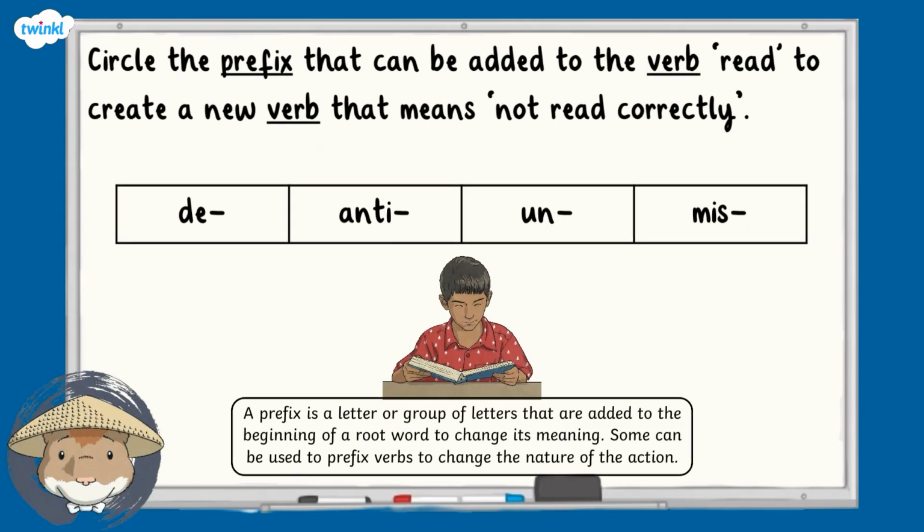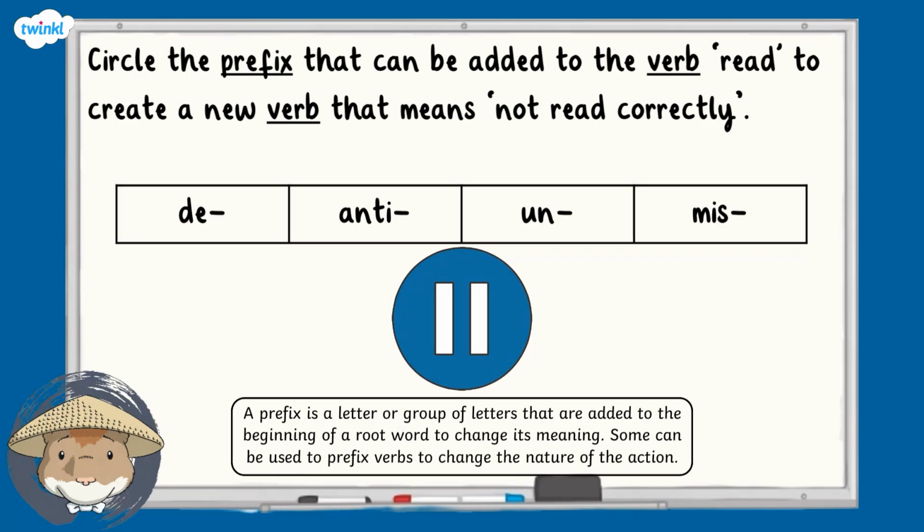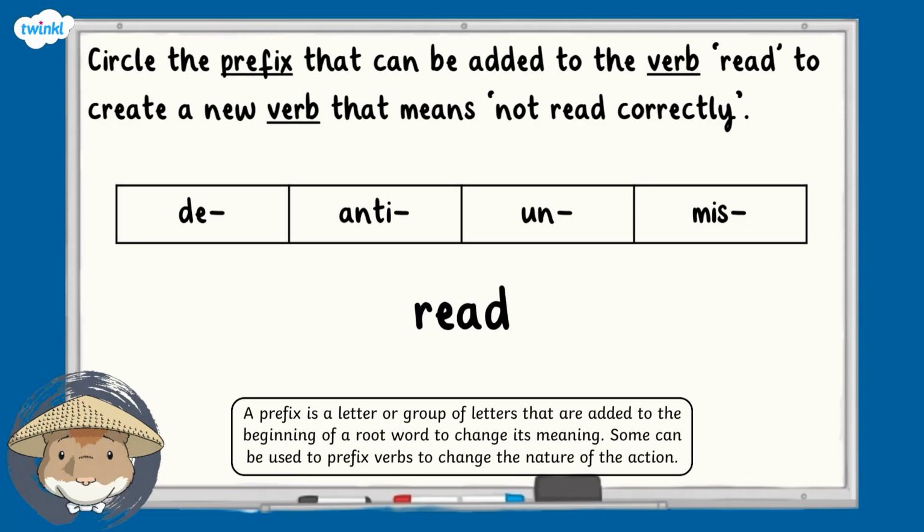Now let's have a look at a question about adding prefixes to verbs. Circle the prefix that can be added to the verb read to create a new verb that means not read correctly. A top tip would be that we can try adding each of the prefixes to the word read to see which one makes sense and change the verb to the correct meaning.